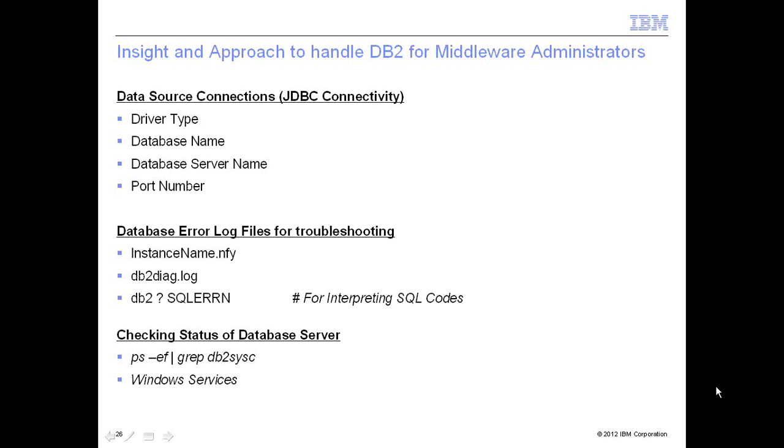Moving on to slide number 26. For those who are application server administrators, we have seen that you have requirements where you need to know what the driver type is, whether it is a JDBC type 2 connectivity or JDBC type 4 connectivity. You may need to know what the database name is, what the host name is, and what port number the instance is listening on. These are pieces of information which you can collect yourself. If you have an idea about this, it gets your work done faster.